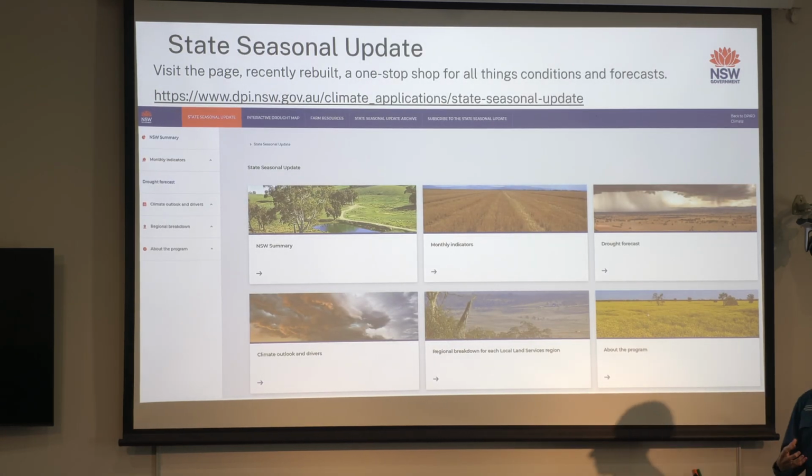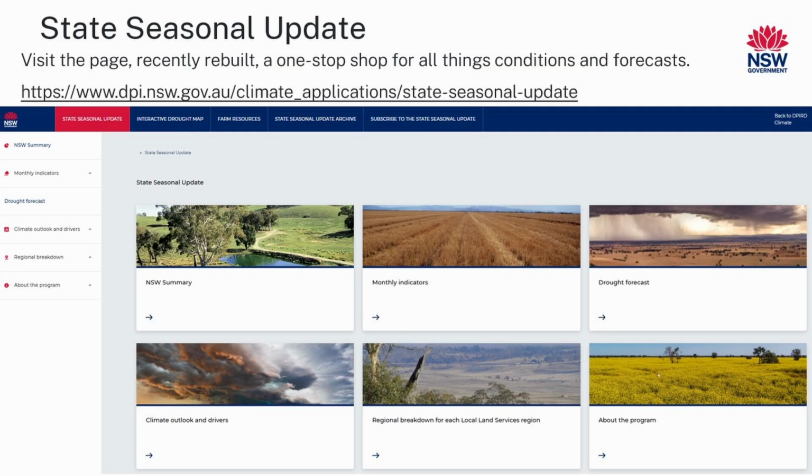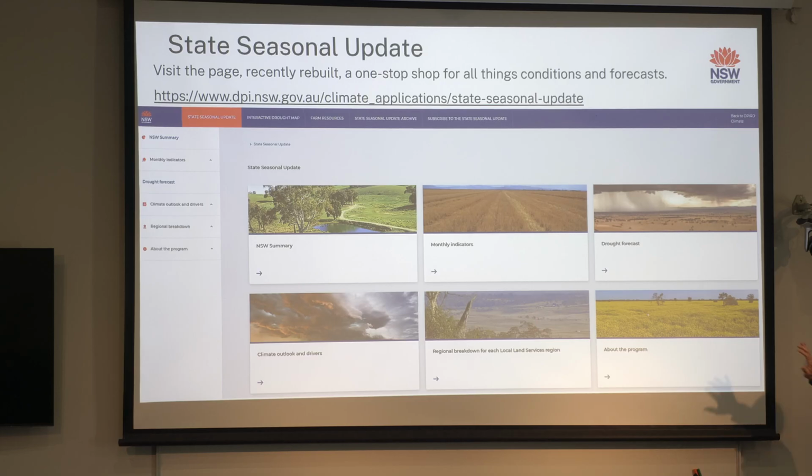Now, something a little bit more hands-on and tangible for most people. DPI has spent a lot of time, money and effort trying to build a resource available for everybody to grasp what the seasonal conditions are doing across the state. It's called the State Seasonal Update. This is a screenshot of the home page on the DPI website, and it really is a one-stop shop for all things seasonal conditions.